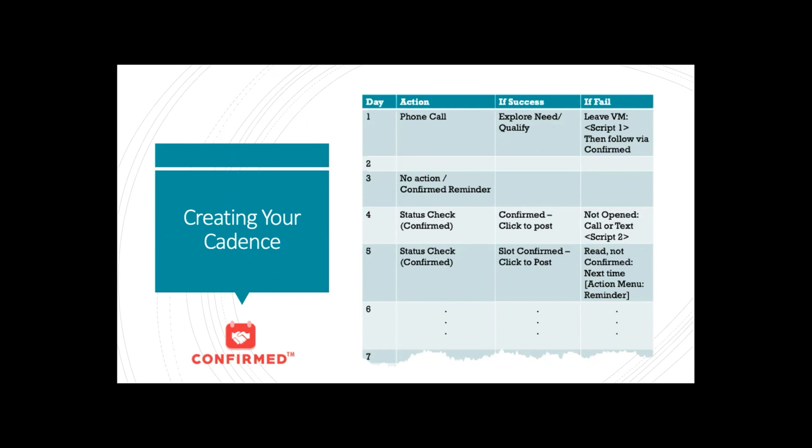Day 2, you don't do anything according to this particular cadence, but on day 3, you let Confirmed send a reminder, or you do whatever else it is that you wanted to do. On day 4, you do a status check, look at the data, both in your CRM system and in Confirmed, or one or the other, and then depending upon what you see in there, you either do A or you do B. If it was open, then you do one thing. If it was not open, then perhaps you call again or you text with script number 2. And then you follow that through the remainder of the days and the remainder of the actions.